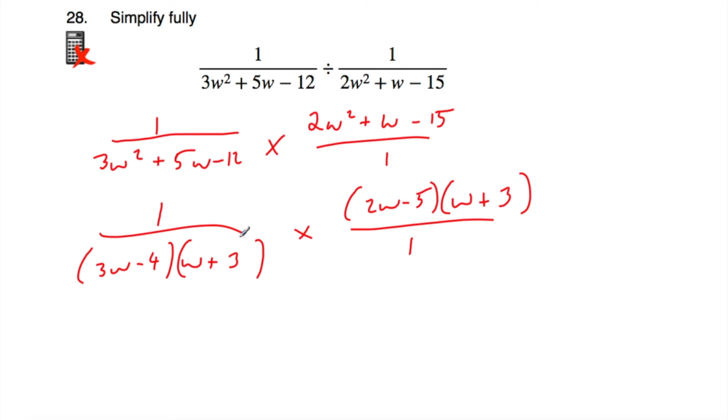Now let's see if we can cancel down before we multiply. So in terms of the numerator here and the denominator here, they're both divisible by w plus 3. So let's divide them both by w plus 3. And then let's multiply together. 1 multiplied by 2w minus 5 would just be 2w minus 5. And then on the denominator, we have 3w minus 4. We've got times 1, so it's going to be 3w minus 4. And that's it. So that's our answer.